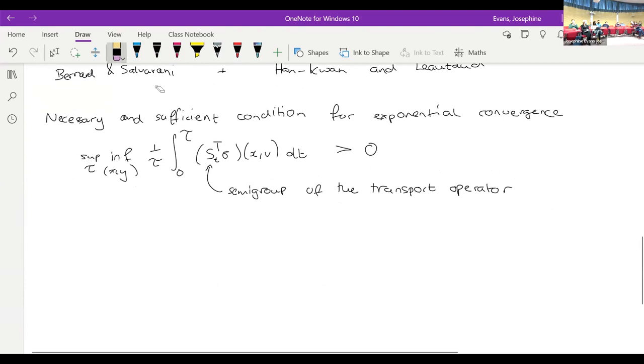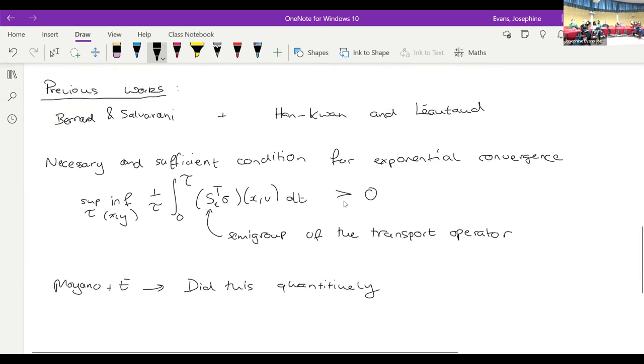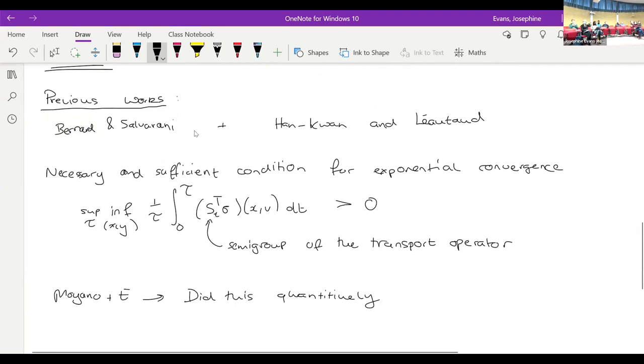Okay, and so then Moyano and me did this quantitatively. So these previous proofs are non-quantitative, you don't see a rate of convergence. And so we did this for some BGK type models, which are more complicated than the original one in Bernard and Salvarani's first paper, but less complicated than the totality of the models they deal with for the necessary and sufficient condition in Kim Khan and Dietert.